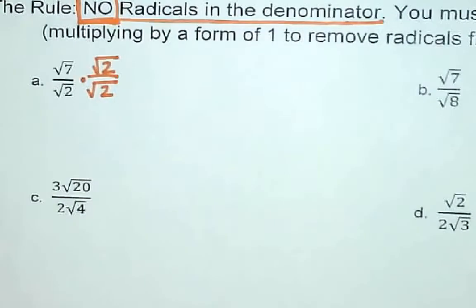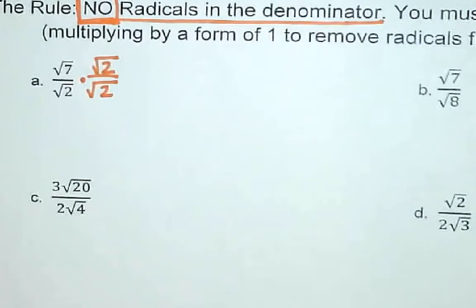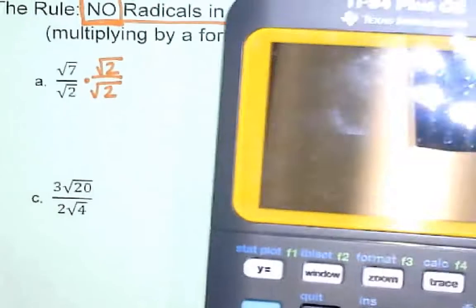Because guys, any number over itself is 1. Just like when you want to make a common denominator in fractions, you multiply by a number over a number, because that's just 1. It's not going to change the value of it at all. It's just going to rationalize it for us.